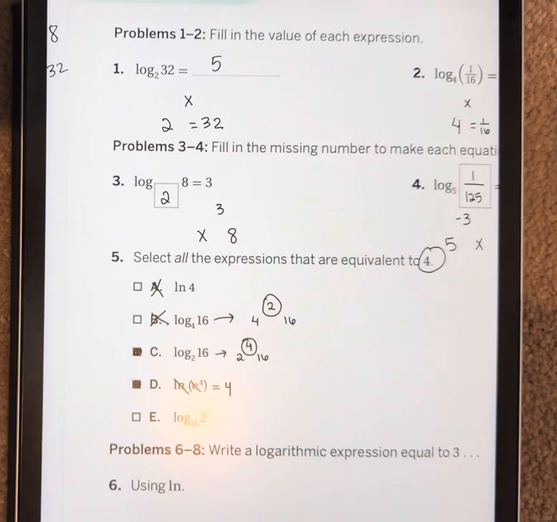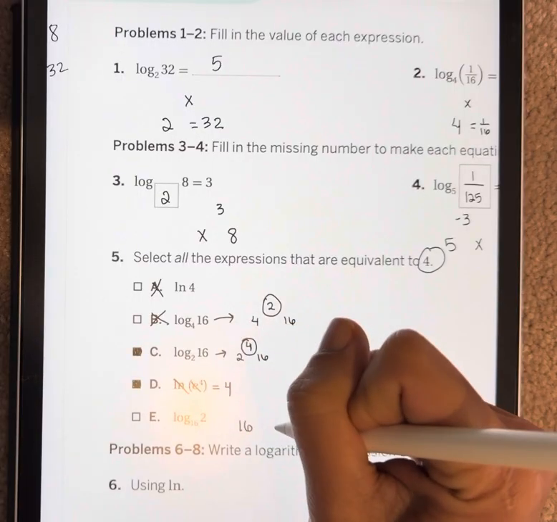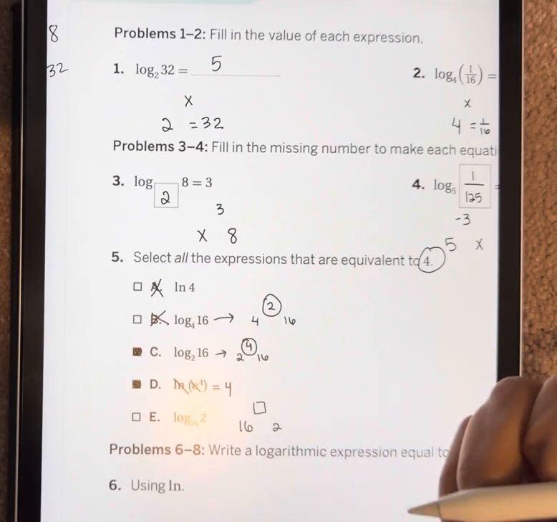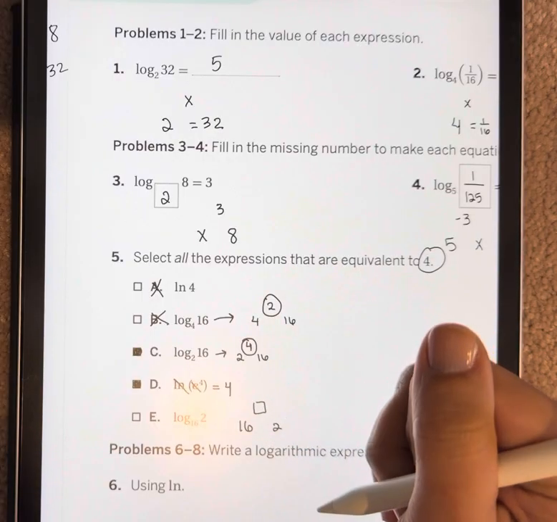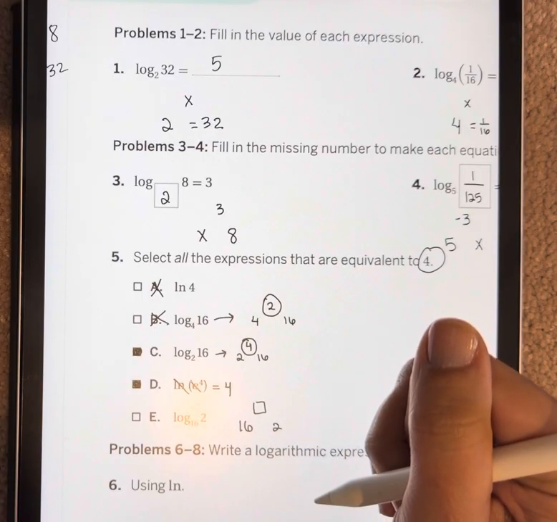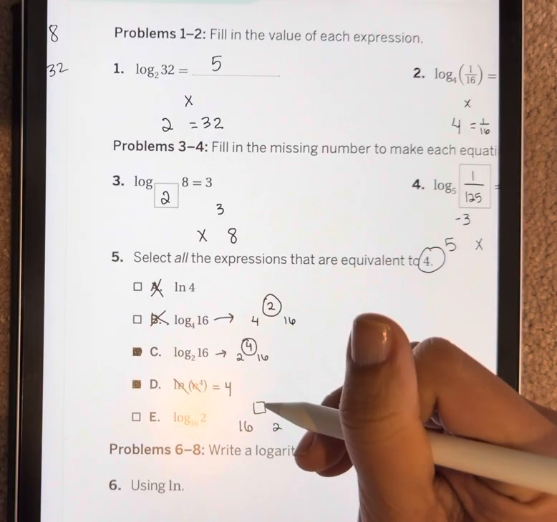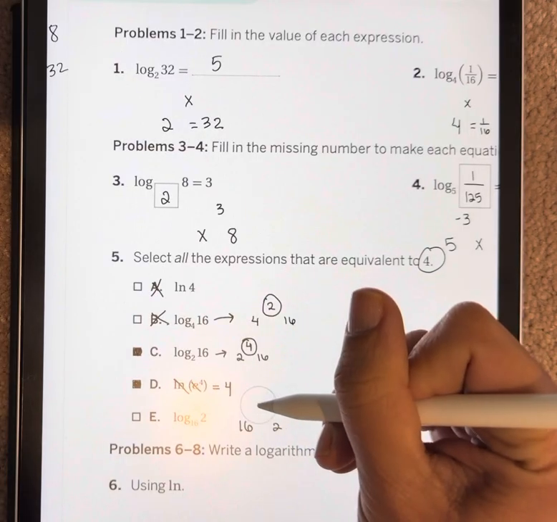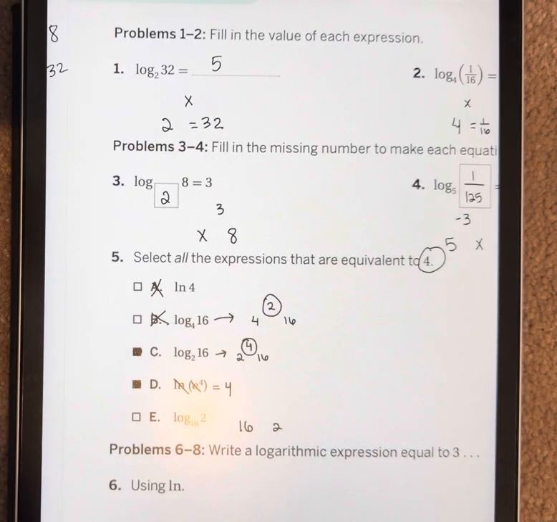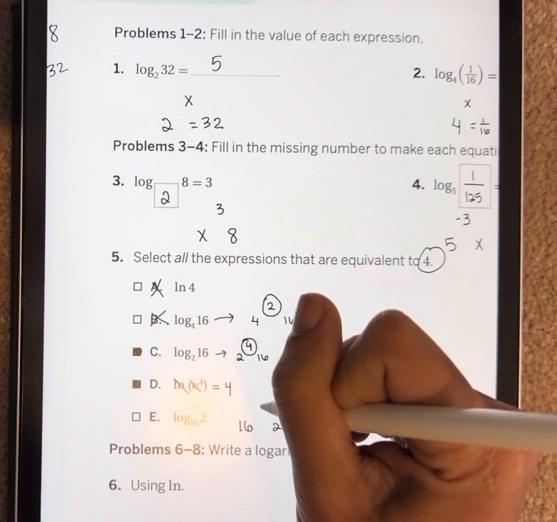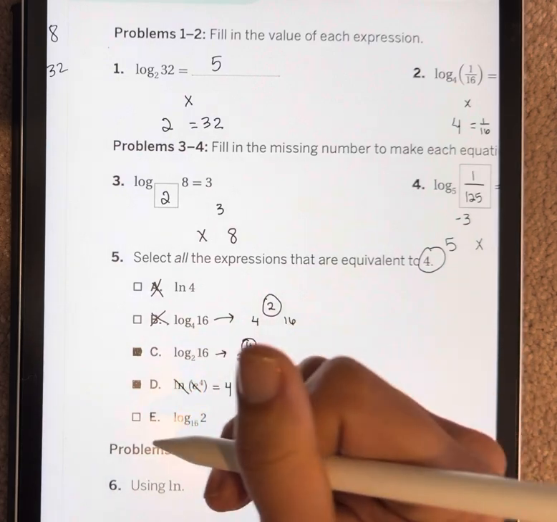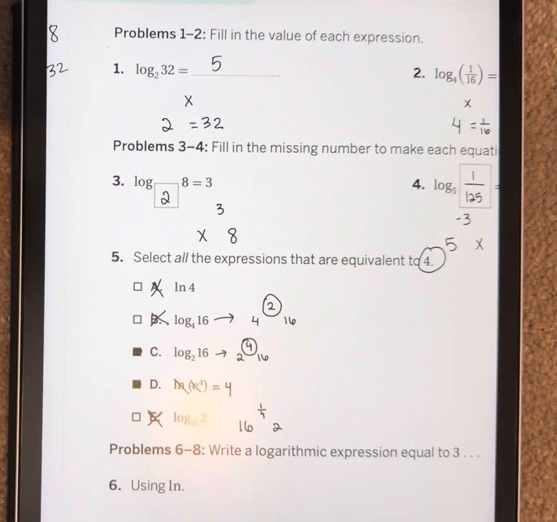And so over here now, this is 16 and a 2. So what number goes here? 16 to what power is 2? It would be a root, which means it would be a fractional exponent at 1/4. So this equals 1/4, not 4. This one's also out. Okay.